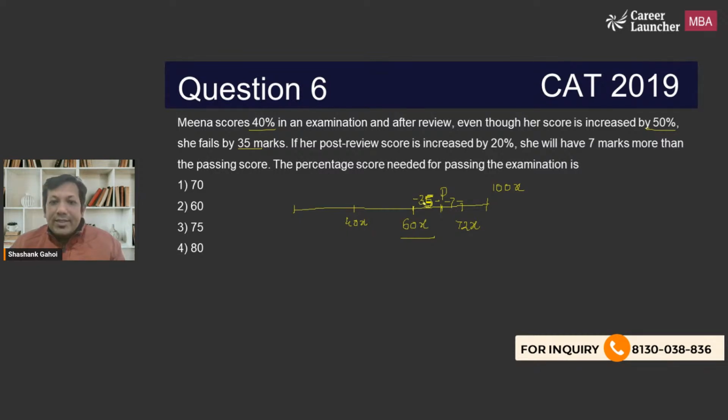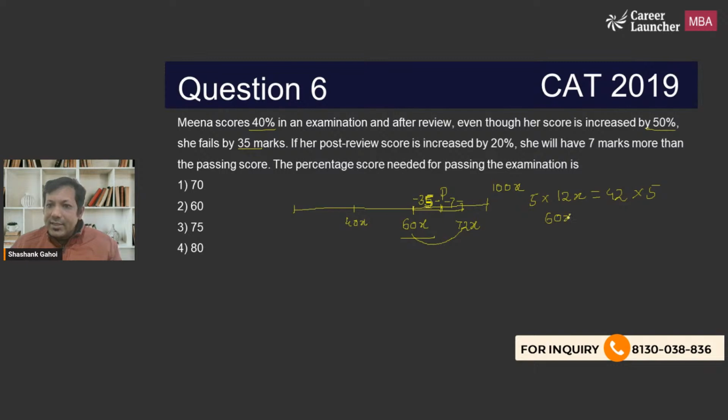Okay, so if I'm looking from here to here, what is the difference? That is 12x. That is equal to 35 plus 7. From here to here, what is the distance? 35 plus 7, that is 42. Okay, so what is the value of x? So what I'm going to do, I'm going to multiply it by 5. Why I'm going to do this, you will understand in a while.